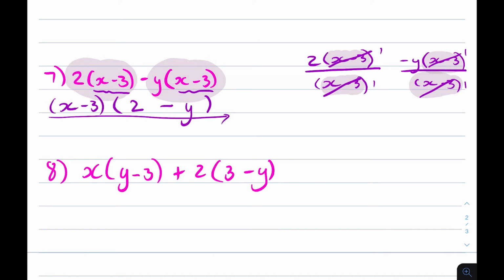You can actually check, and if you were to distribute over here, you will actually get to your question. So again, you can check if you're going to get full marks or not, or if you did this correctly or not. But for the second one over here, number 8, it is a bit different.